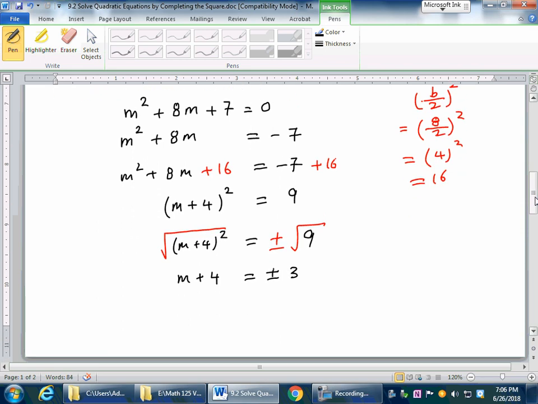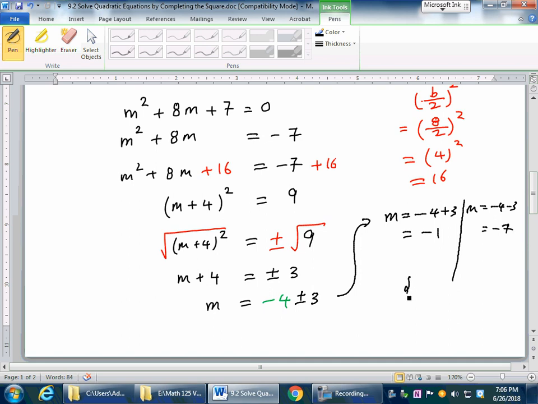That allows us to finish this problem by subtracting 4 from both sides. So m is equal to minus 4 plus or minus 3. And we know that plus or minus is basically talking about two cases. So from here, I can see that m is equal to minus 4 plus 3, or m is equal to minus 4 minus 3, which is negative 1 and negative 7. So my final answer will be negative 7, negative 1.